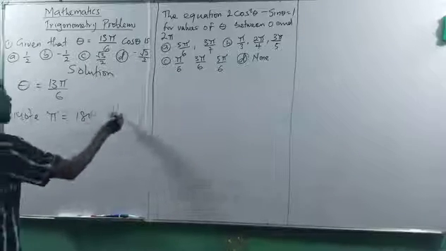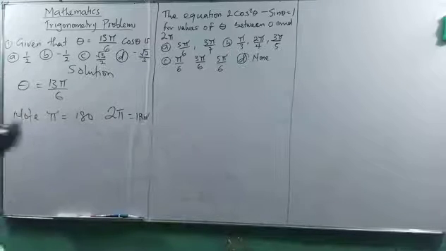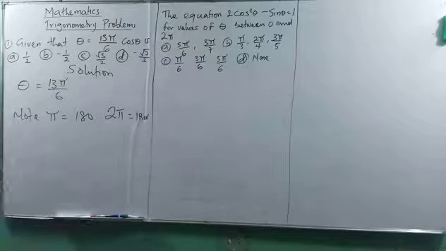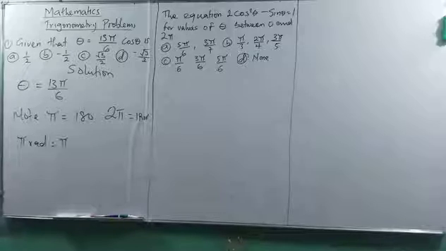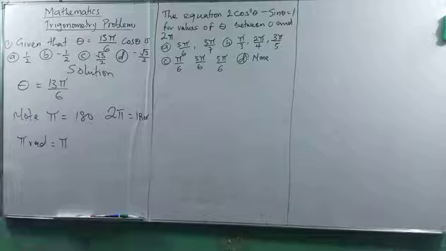It means 2 pi equals 1 revolution. You have to understand this: 2 pi is equal to 360 degrees, which is called 1 revolution. In terms of rad, it will be pi, and in terms of degrees, it will be 180. All those things, you have to understand them very well.